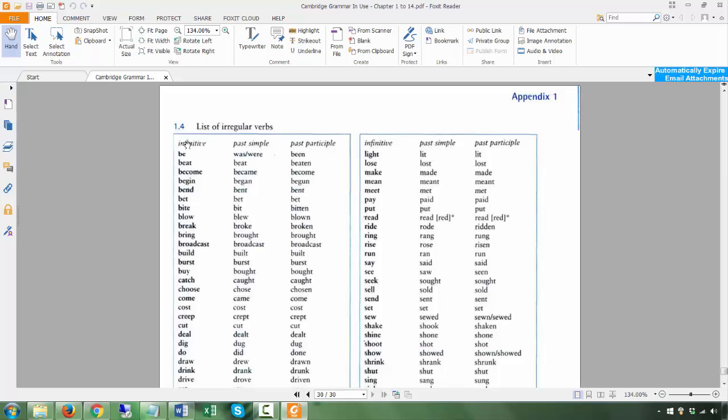Okay. So some teachers will say, oh, this is verb 1, verb 2, verb 3, because you have three columns. Okay. So basically, verb 1 is the base form. Verb 2 is the past simple. Verb 3 is the past participle. Now, past participle is not a tense. Okay. This is a tense. Past simple is a tense. Okay.